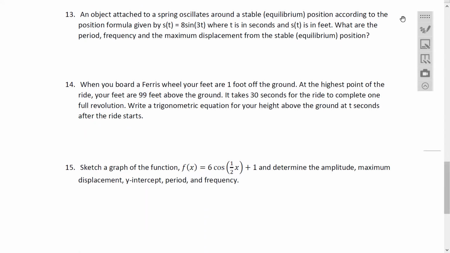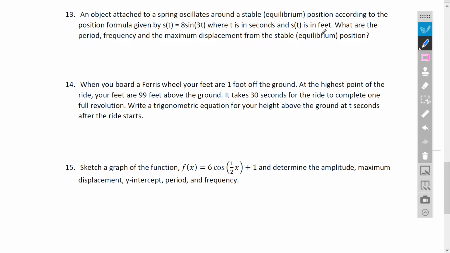An object attached to a spring oscillates around a stable position according to the position formula, where t is in seconds and s of t is in feet. What are the period, frequency, and maximum displacement from the stable position? So if we picture what this looks like, it's a sine function, amplitude of 8, and its midline has not been changed, so midline of 0. So basically, this is going to be going up and down like this around 0, going up to 8 and down to -8.